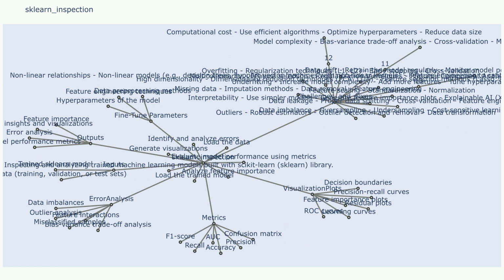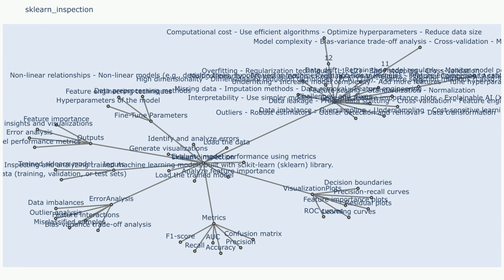Use more complex model architectures, such as nonlinear models, e.g., decision trees, neural networks. Add more features to the model. Use feature engineering to create more informative features.